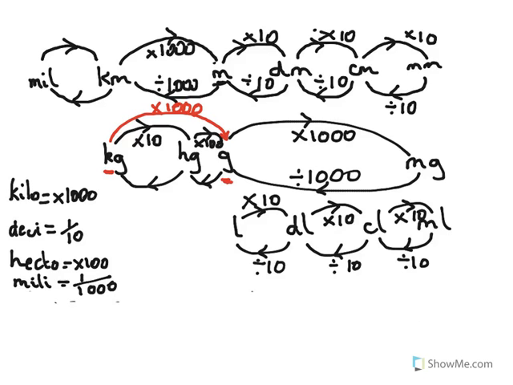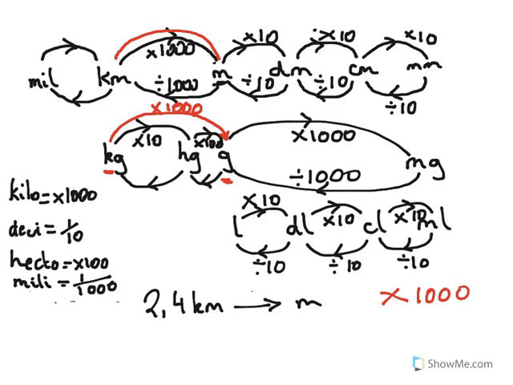Let's say that we would like to go from 2.4 kilometers to meters. Well, to go from kilometers to meters, we look at where we go here. We multiply by 1,000. So we're going from a big unit to a small unit. Big unit to a small unit always means we multiply. So we multiply by 1,000, giving us 2,400 meters.